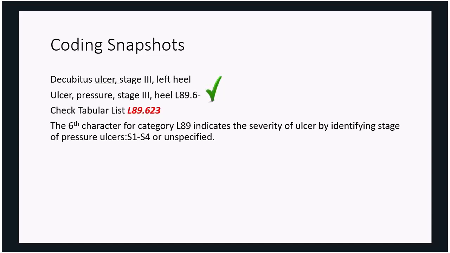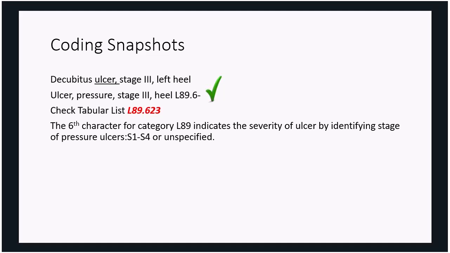And you see there L89.6 with a dash and a check mark. So that indicates to us when we go to the tabular list, we're going to have to add additional characters. So let's check our tabular list. What we see here is L89.6. And then in front of that, you will see the little check mark to check the additional characters.